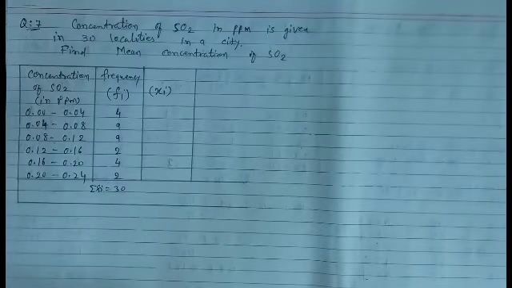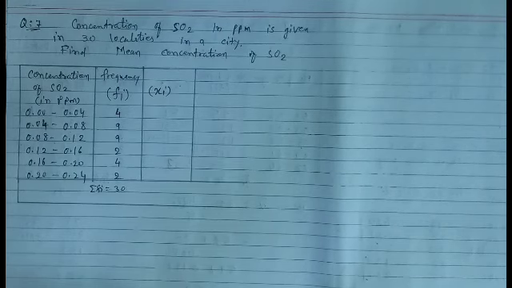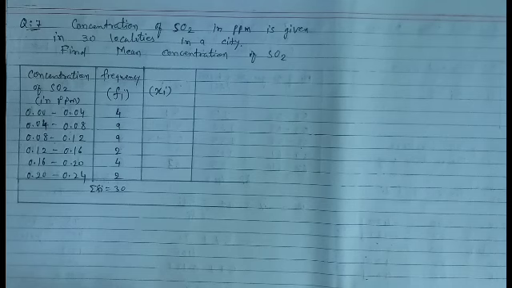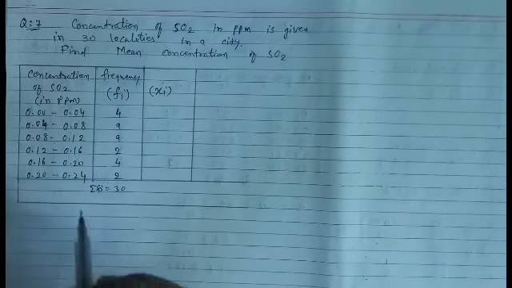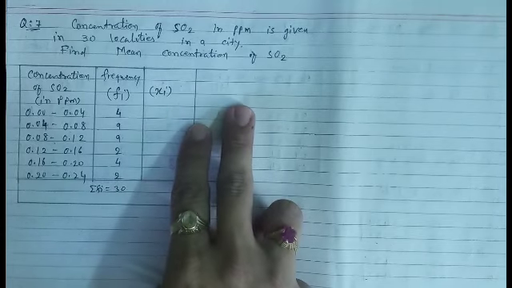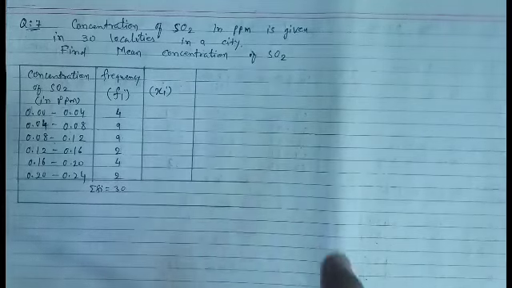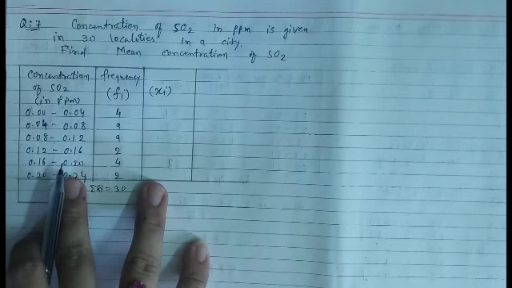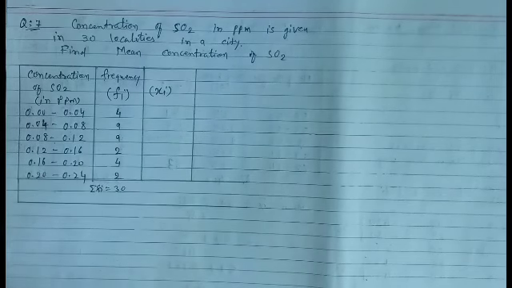Now let us take one more question from exercise 14.1. Question number 7. This question we have solved in episode 1 by direct method. Now the same question we will solve by the second method, assume mean method. Let's see here. The question is: the concentration of sulfur dioxide in ppm is given in 30 localities in a city. The data is given here. We have to find the mean concentration of sulfur dioxide.